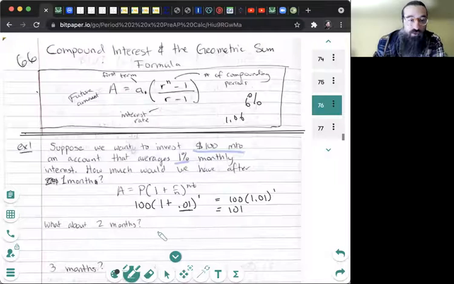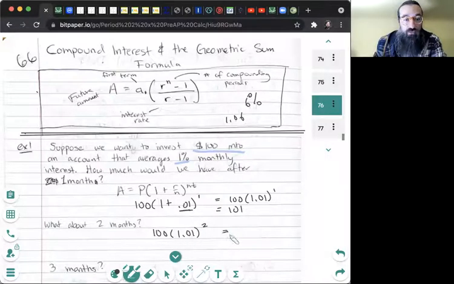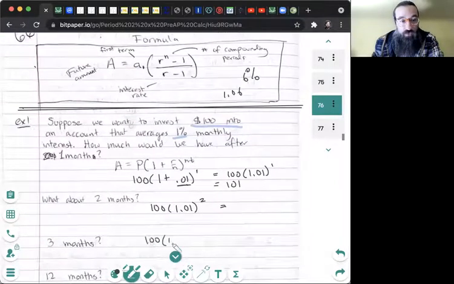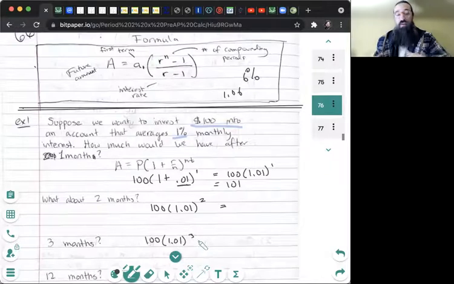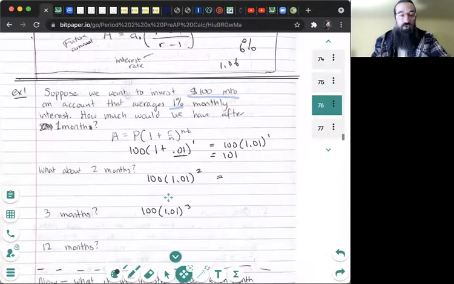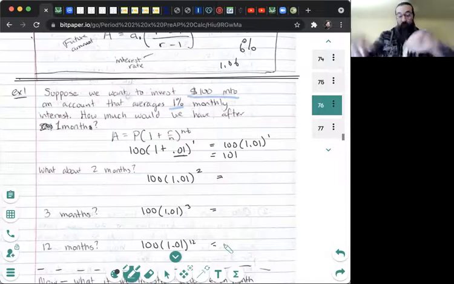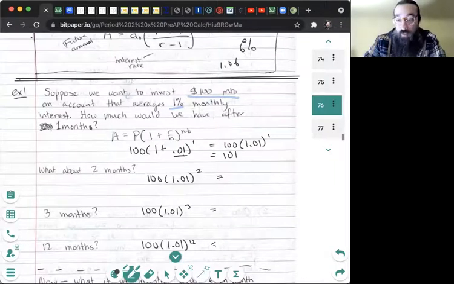Same thing. What about after 2 months? Well, we take the same formula and we're just going to do 1.01, and you guessed it, to the second power, and that'll give us our answer there. What about after 3 months? Well, that would be 100 times 1.01 to the third power, because again, it's monthly interest being compounded. And of course, 12 months, what would you get there? Yep, 100 times 1.01 to the 12th. So you should go back and double check that you've gotten those answers by just plugging in the Desmos or calculator, and we can keep going.